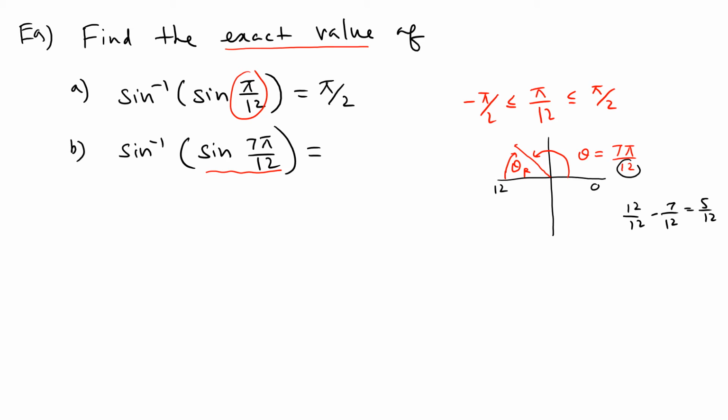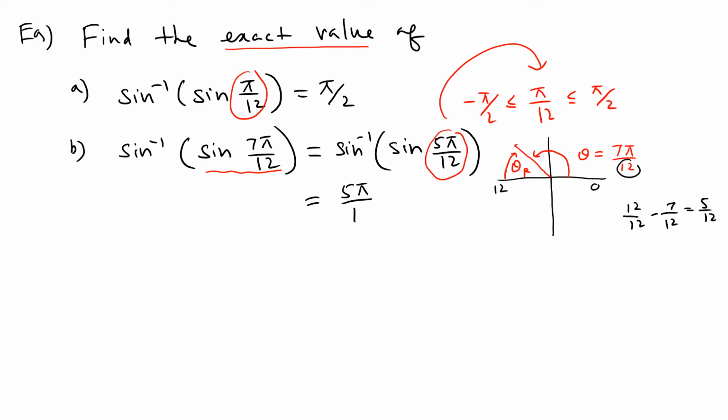So what we can do is write this as sine inverse sine of the reference angle, which is 5 pi over 12. But now you can see that this angle is inside the domain. So according to the inverse function property, this is simply equal to 5 pi over 12.